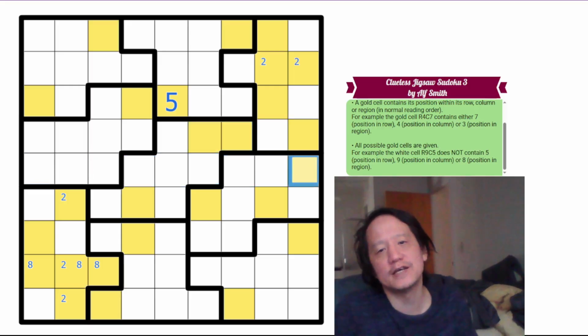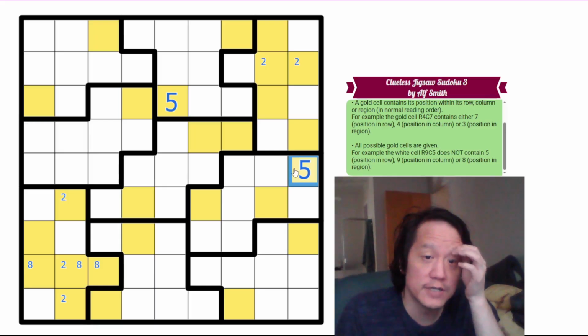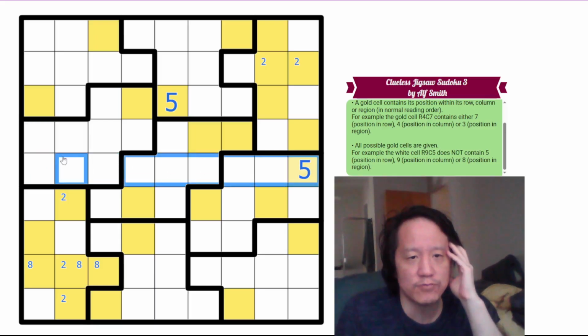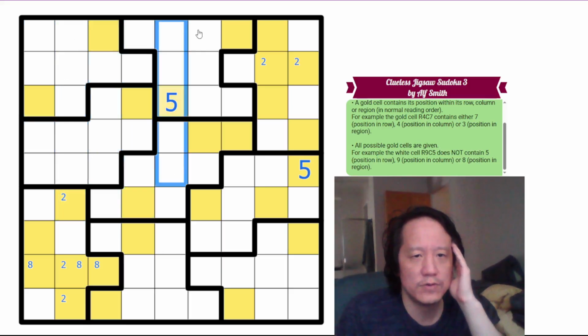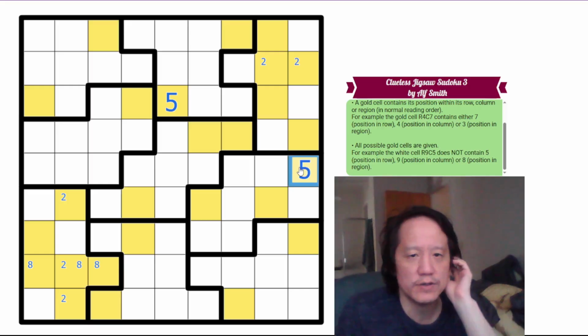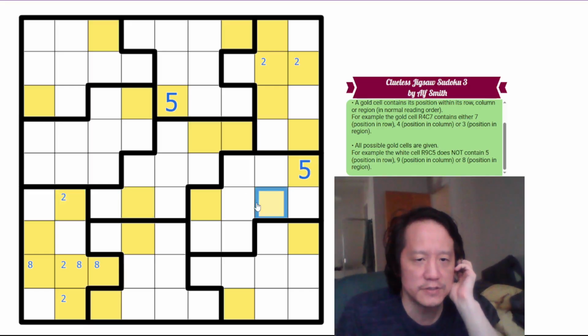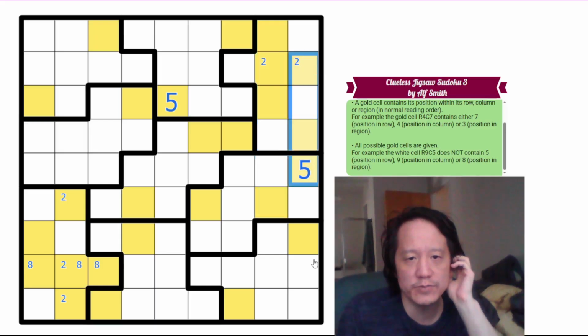Row 5, this has to be a 5, because that's the only gold cell in row 5. Which means none of these can contain a 5 because they're going to be the 5th cell in the column, and that would force it to be a gold cell. So this is 5, 6 is one of these, 7 is one of these, 8 is one of these, 9 is one of these. 1's one of these, 2's one of these, 3's one of these, 4's one of these. That's 5. 6 is one of these, 7 has to be one of these 3. 8 has to be one of those 4, 9 has to be one of these.